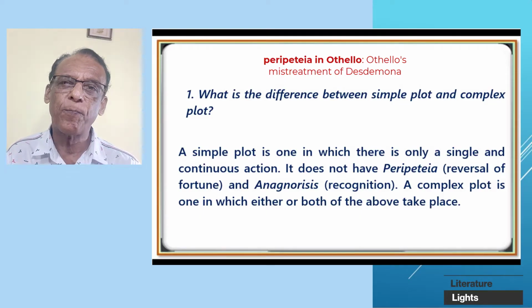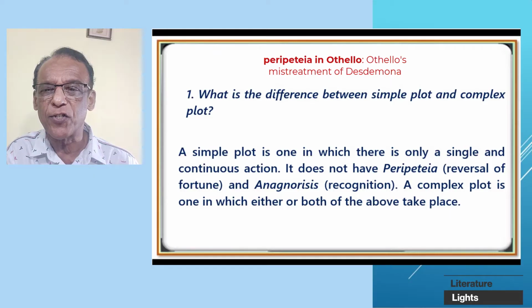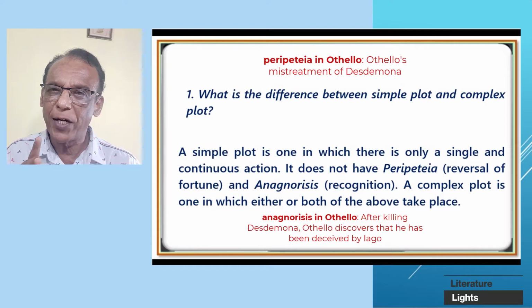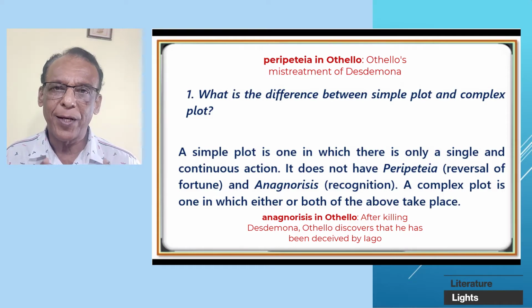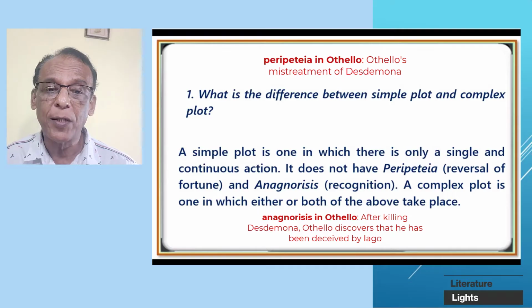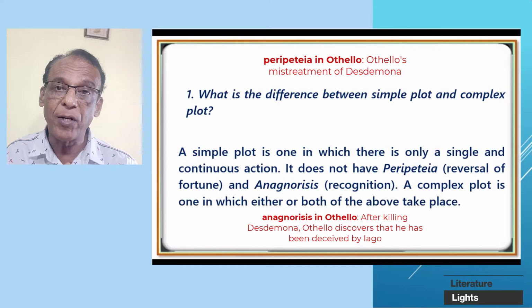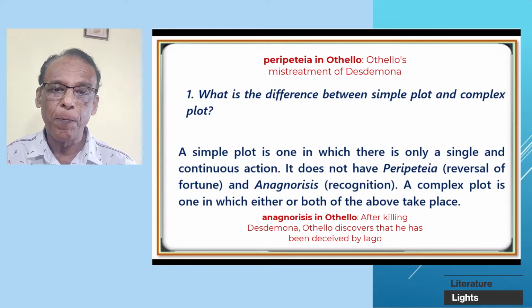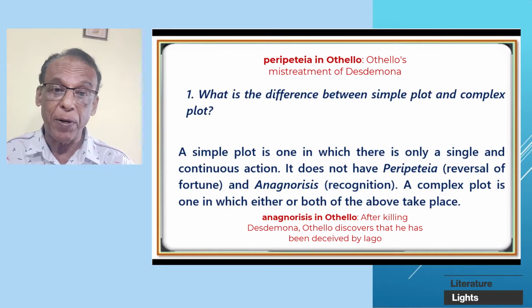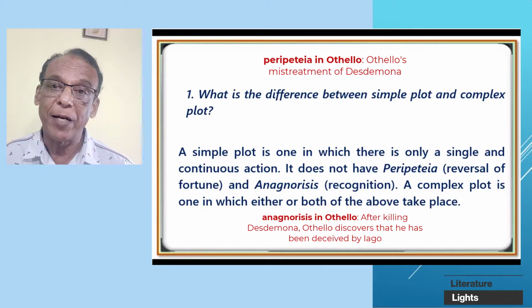The fortunes of the protagonist are reversed, and the anagnorisis is recognition. Towards the end of the play, we can see that the protagonist, Othello, understands everything. A simple plot does not have peripeteia and anagnorisis, whereas a complex plot is one in which either or both of the above, either peripeteia or anagnorisis, or both peripeteia and anagnorisis take place.